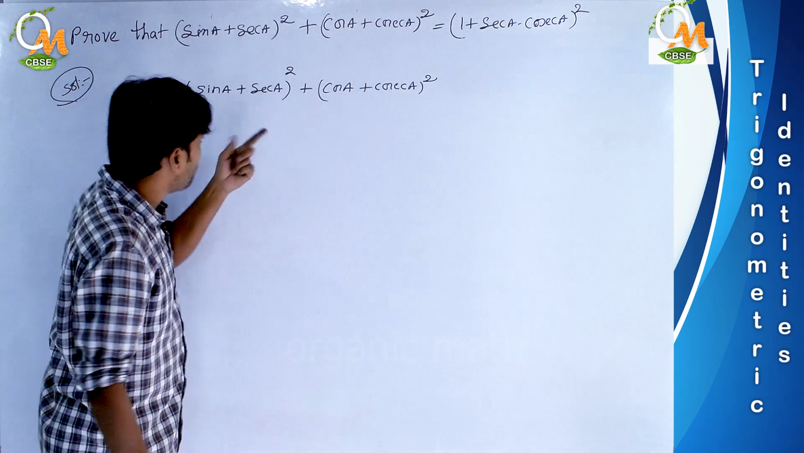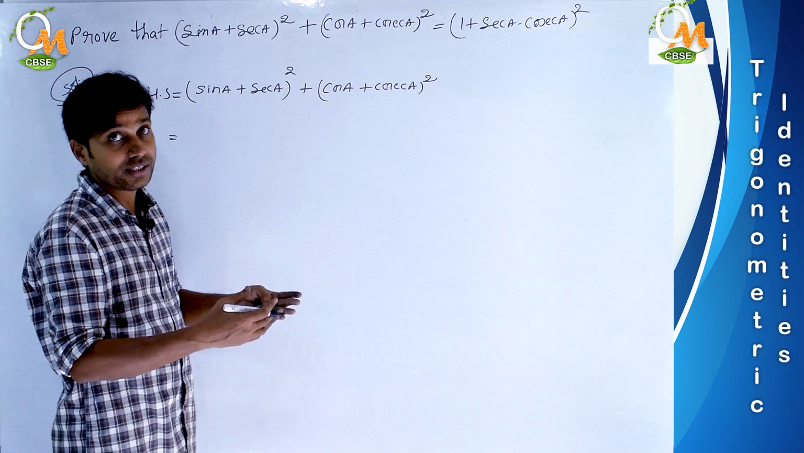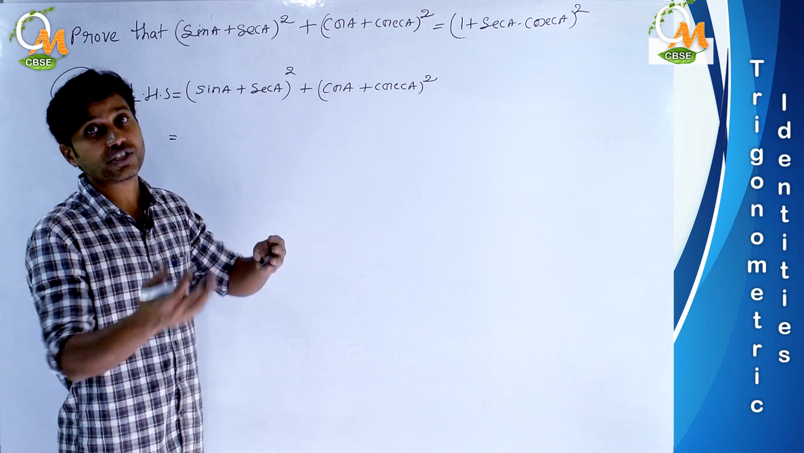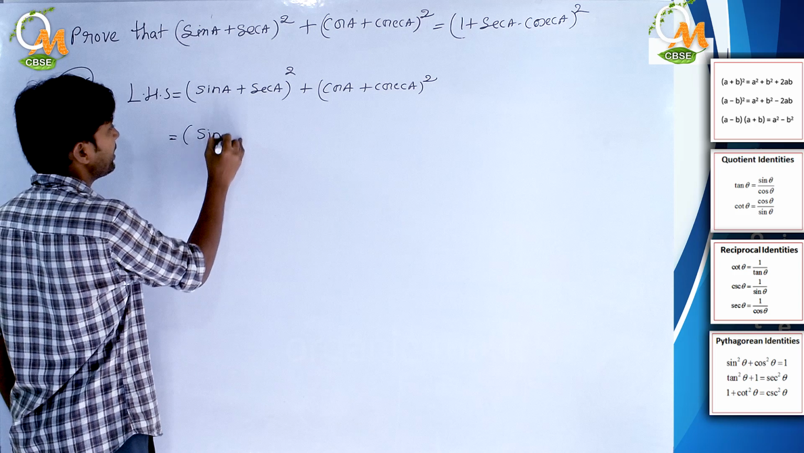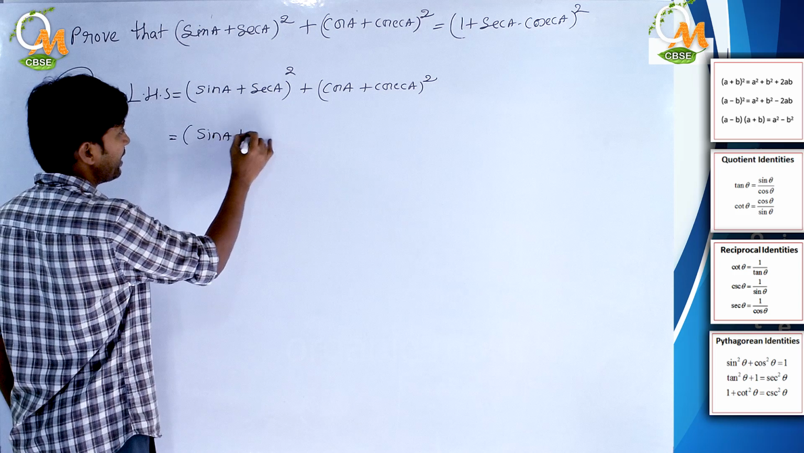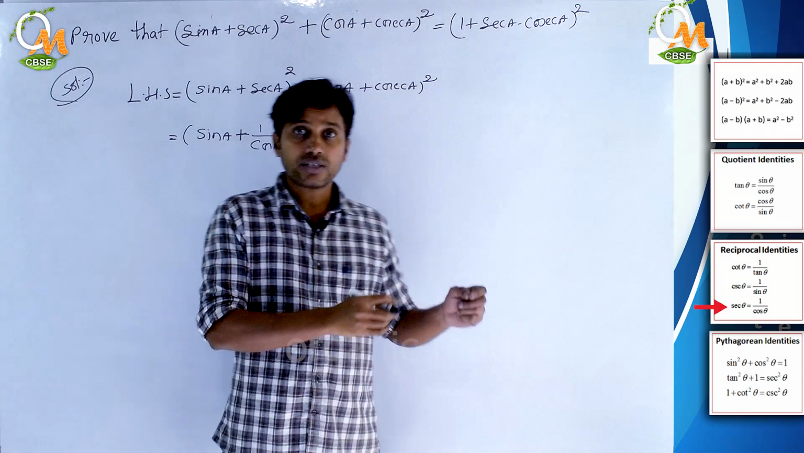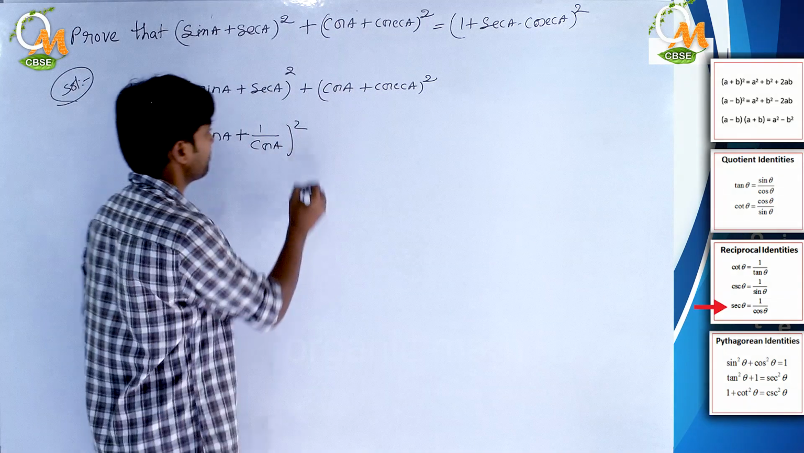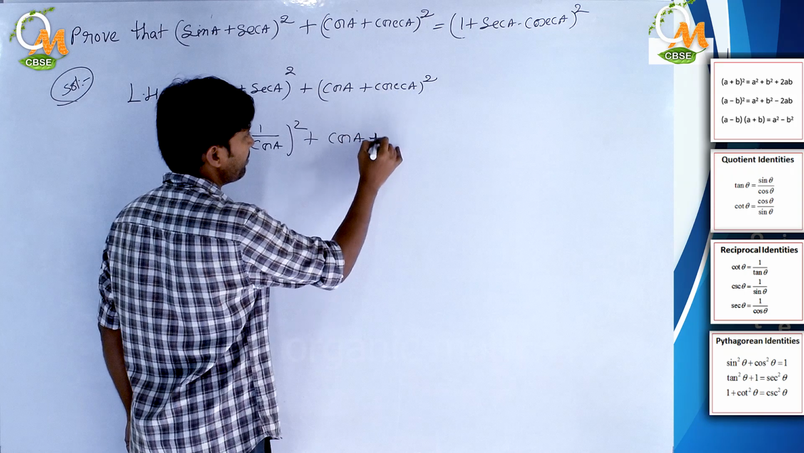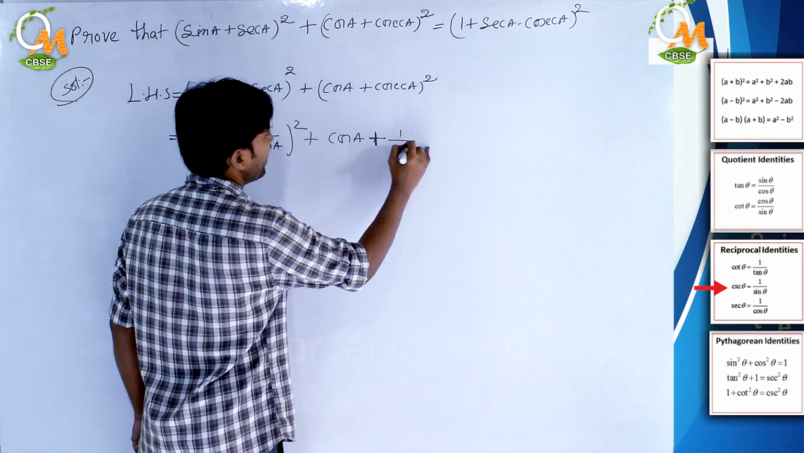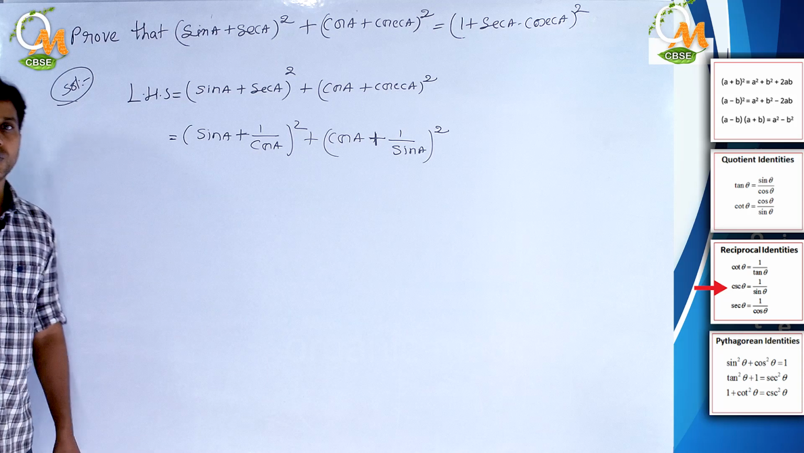And one more thing I want to tell you, that for my convenience I want to convert this entire expression into sine and cos terms once again. So just see this first term, sin A, I'm writing as sin A, and the secant A we can write as 1 by cos A, as secant and cos are reciprocals of each other, right? Next, the second one, this is cos A plus, what is cosecant A? Cosecant A can be written as 1 by sin A, okay, whole square.